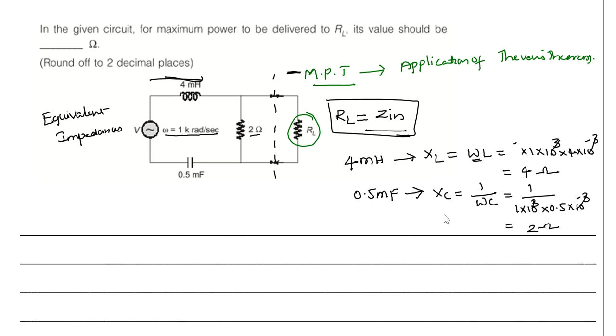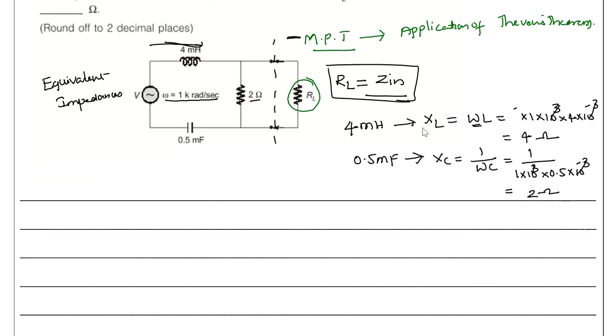Now we will redraw the equivalent circuit with the j notation. Here we have an inductance of j4 ohms, jXL form I'm writing here, and here we have the voltage source. Here we have 2 ohms, and here we have a capacitance of 2 ohms like this. But when I consider the j sign, I will get minus j here, and here it is open circuited.